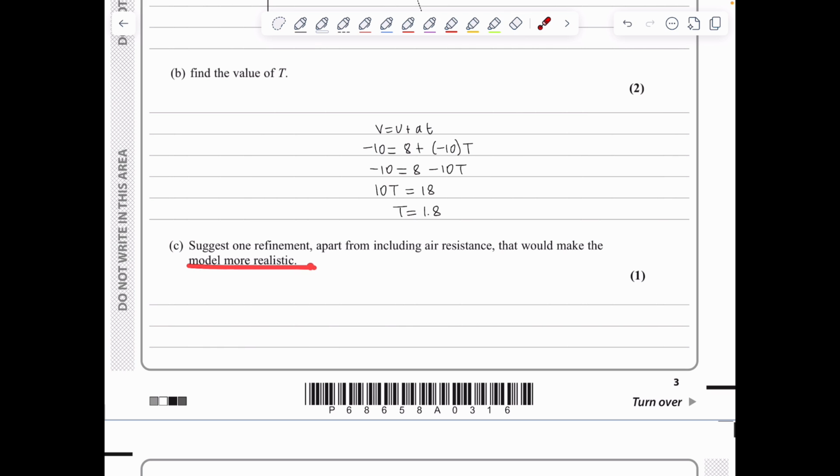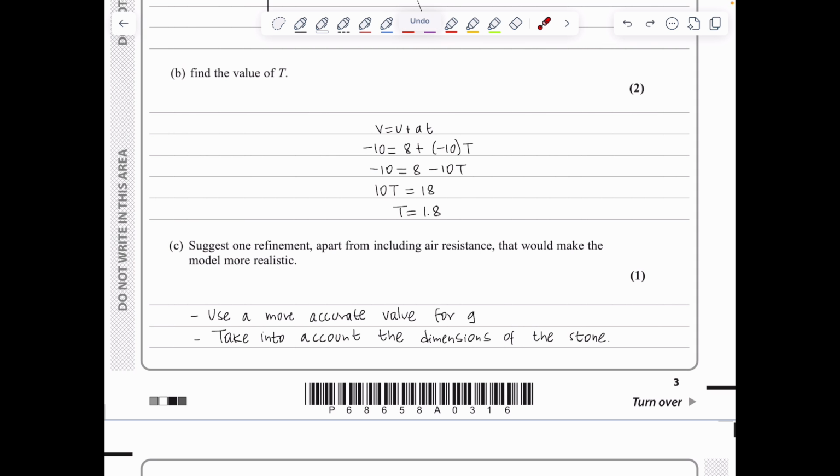In part C, we are asked to suggest one refinement apart from including air resistance that would make the model more realistic. The first obvious choice is to say that we need to use a more accurate value for g, whereas an alternative would be to take into account the dimensions of the stone. Modeling the stone as a particle means we have completely neglected the dimensions of the stone, so it would have been more realistic if we took into account the actual dimensions of the stone.